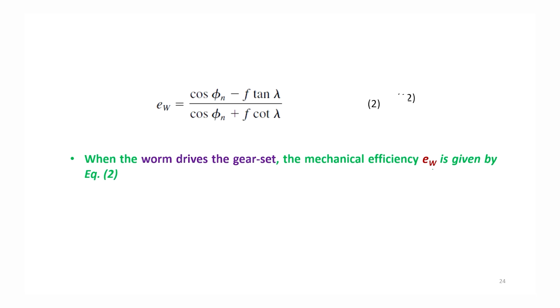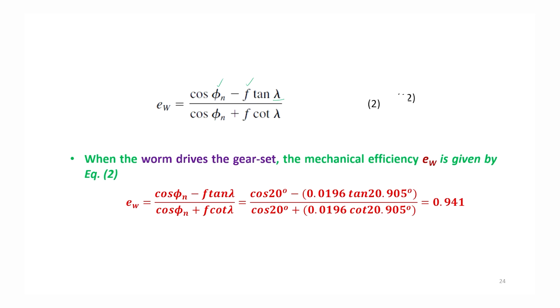The mechanical efficiency e_W is given by e_W is equal to cos phi_n minus f tan lambda divided by cos phi_n plus f cot lambda. f we have just obtained, phi_n selected is 20 degree, and lambda we had calculated. So, substituting phi_n equal to 20 degree, f equal to 0.0196, which we have just calculated, and lambda equal to 20.905 degree, we obtain efficiency as 0.941. It means 94.1% is the efficiency of the drive. It is not 100%, it is less than that.